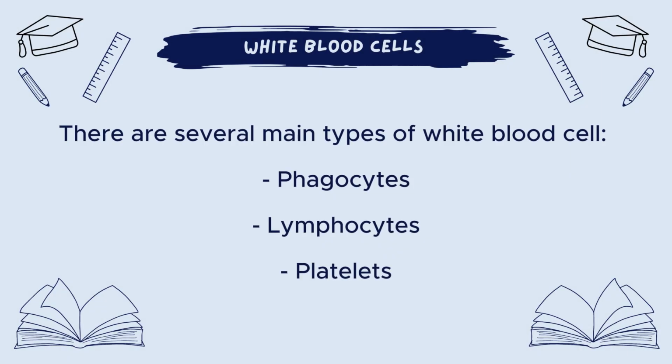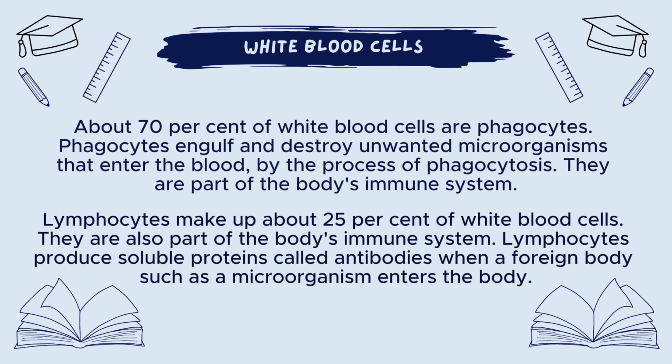There are several main types of white blood cell: phagocytes, lymphocytes and platelets. About 70% of white blood cells are phagocytes. Phagocytes engulf and destroy unwanted microorganisms that enter the blood by the process of phagocytosis. They are part of the body's immune system.